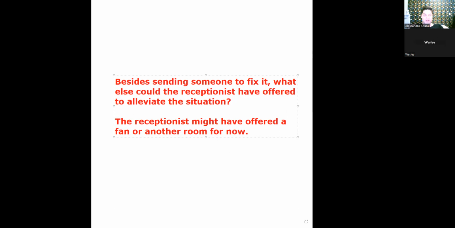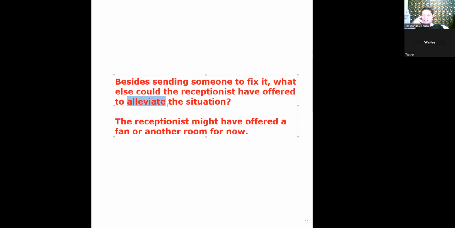Okay. Alleviate. Alleviate é essa palavrinha aqui que é nova, né? Yeah, he could have offered a fan or another room for now to alleviate the situation. Alleviate the situation. Good.